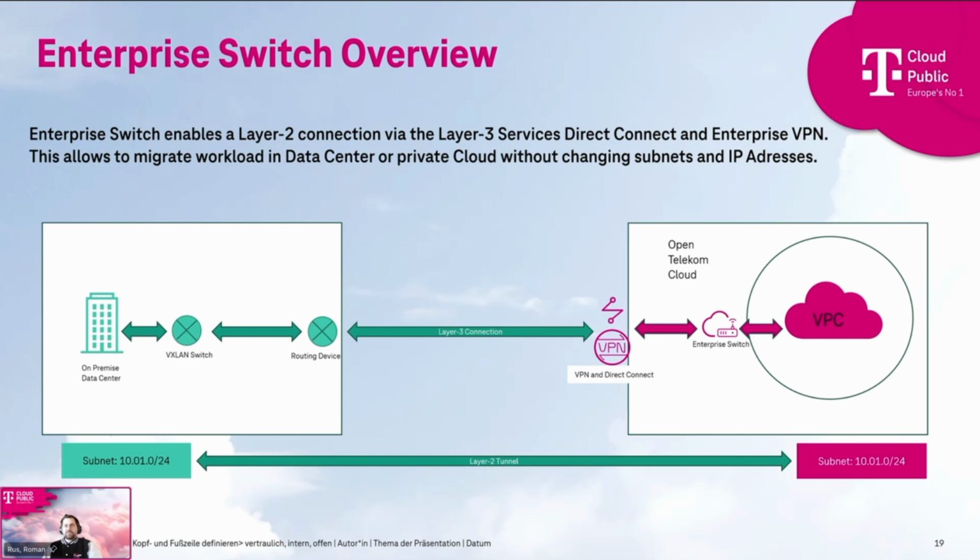So basically, the Enterprise Switch enables a layer 2 connection via direct connect or enterprise VPN. Normally, the direct connect or the enterprise VPN only supported a layer 3 connection, and with the Enterprise Switch, it's able to do a layer 2 tunnel via those services.